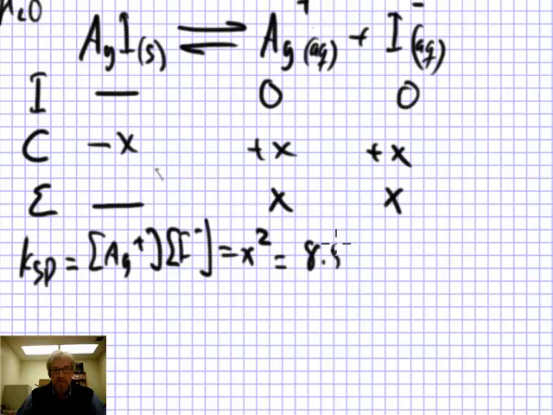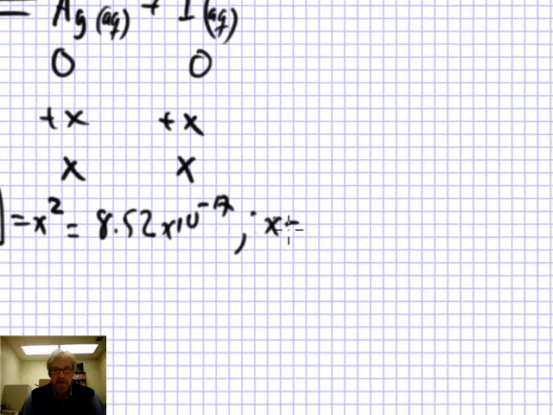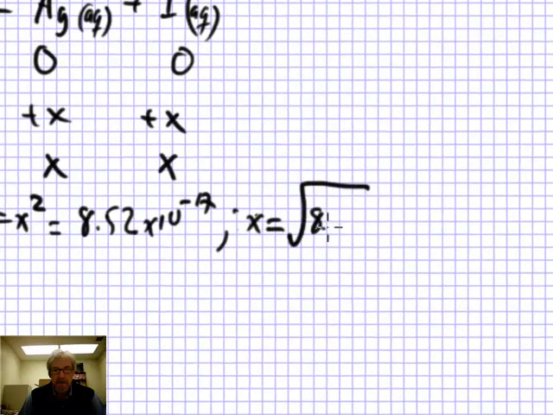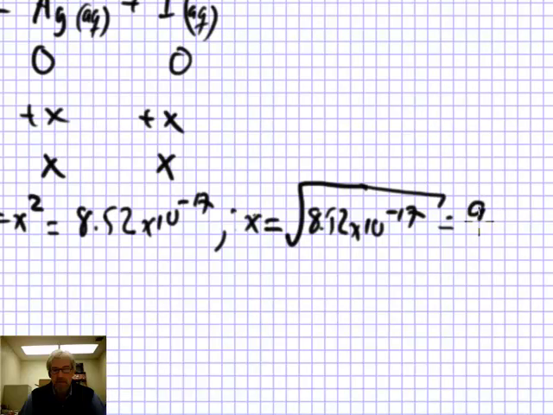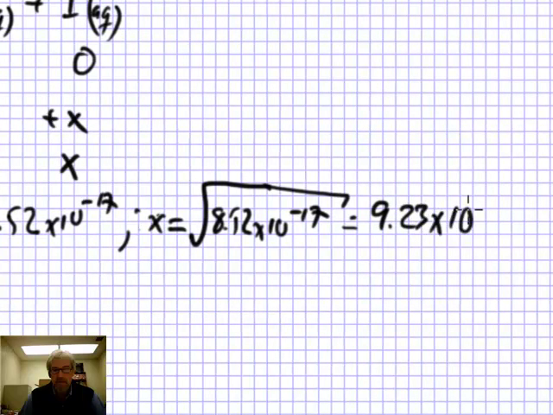8.52 times 10 to the negative 17th is equal to X squared. So that means that X is going to be equal to the square root of 8.52 times 10 to the minus 17th, and that is equal to 9.23 times 10 to the minus 9th.